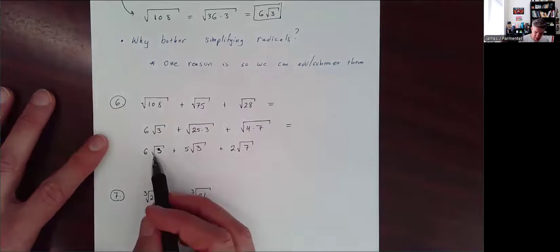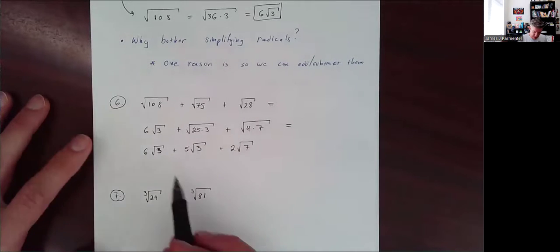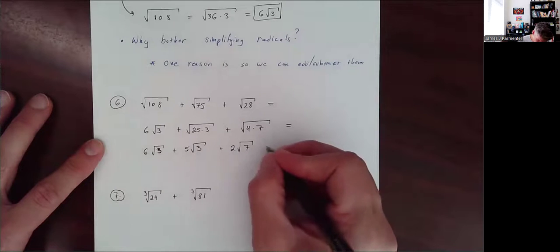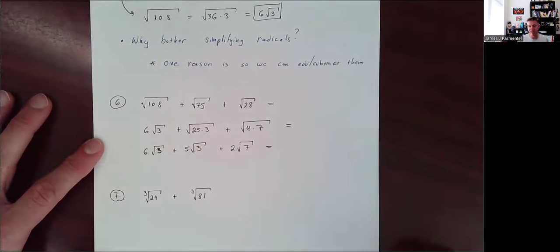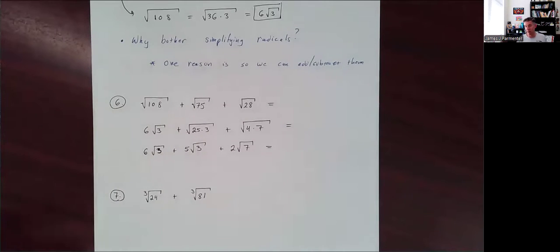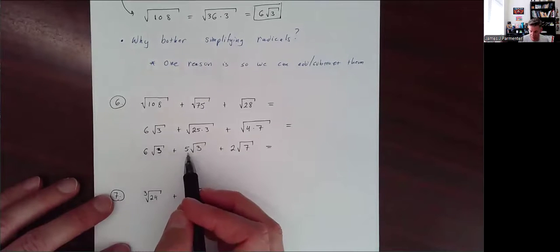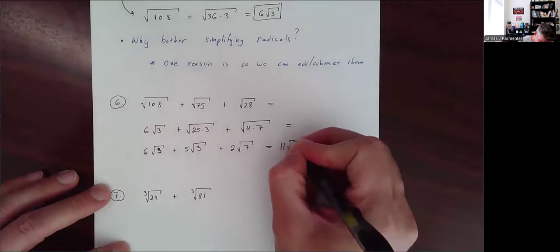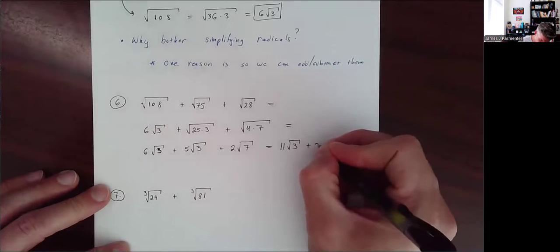We can add the 6 root 3 and the 5 root 3 because essentially you have 6 of this thing plus 5 of this thing. And 6 of something plus 5 of something is 11 of it. It's like you had 6 apples and 5 apples. You have 11 apples. If you have 6 root 3's plus 5 root 3's, you have 11 root 3's. And then the 2 root 7 just stays as is.